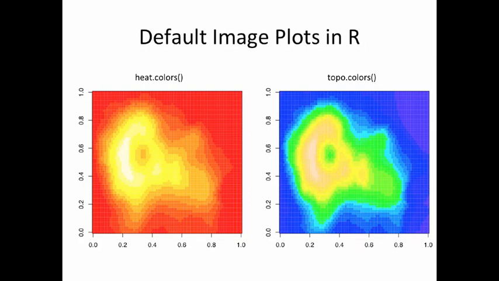So for the heat colors, if you know what fire is, it may be reasonable to see that picture and know what is low and what is high. For the topographical colors, it's maybe not immediately clear to some people what is low and what is high. The fact that blue is low and green is higher than blue may not be particularly obvious. It's not particularly obvious to me.